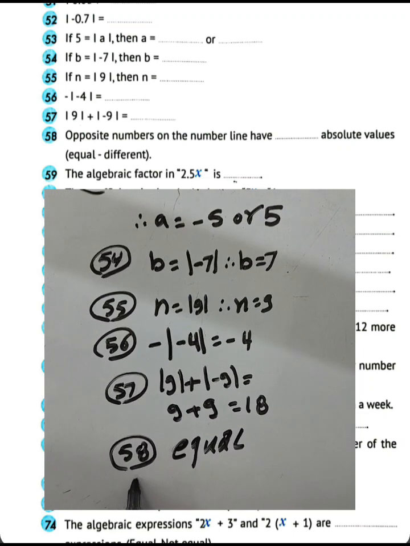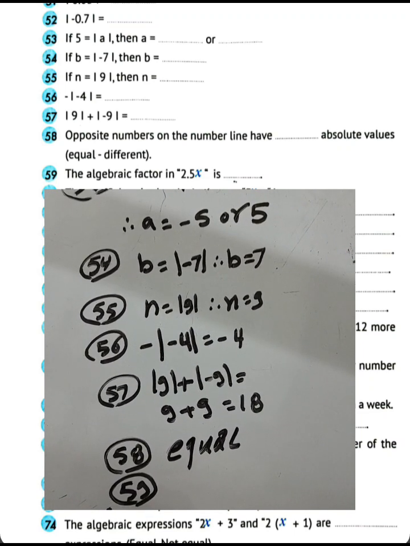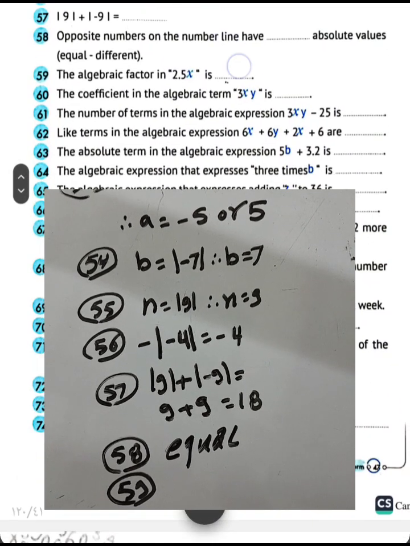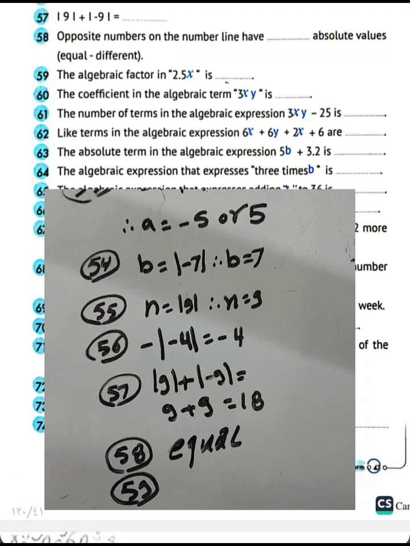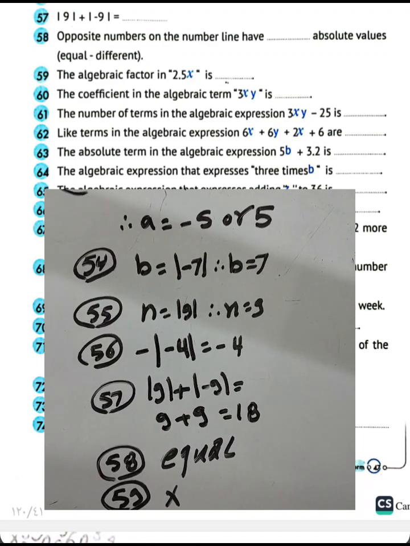Okay, question 59. The algebraic factor of 2.5x will be x. Here we call x the algebraic factor, but 2.5 we call the numerical factor. You want to find the algebraic factor, right? The letters here, it will be x. The result will be x. Okay, it's the algebraic factor.